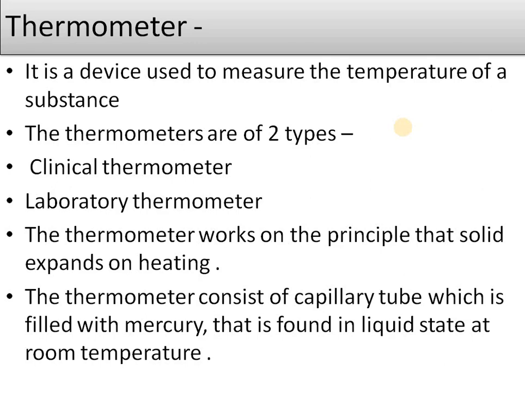Metals like gold, silver, at room temperature you find that they are in solid condition. They are not liquid. Mercury is the only metal that is liquid at room temperature. That's why it is used in thermometers, because it is found in liquid state at room temperature.